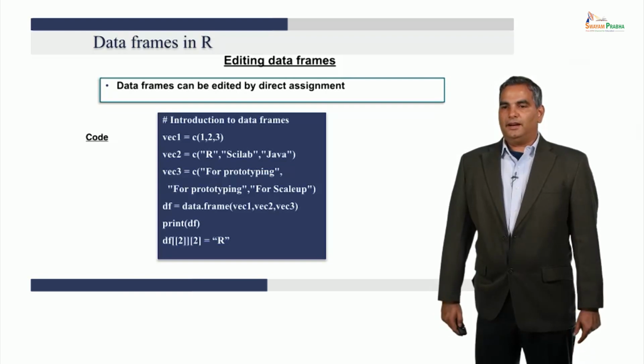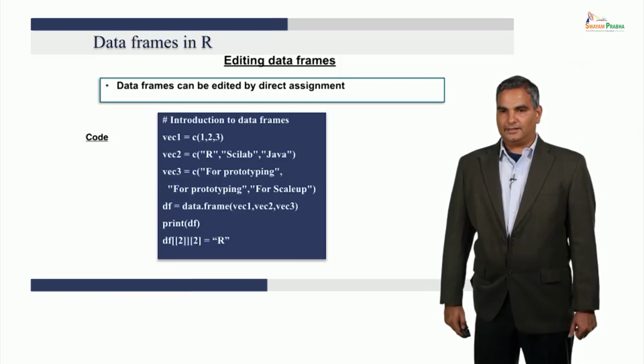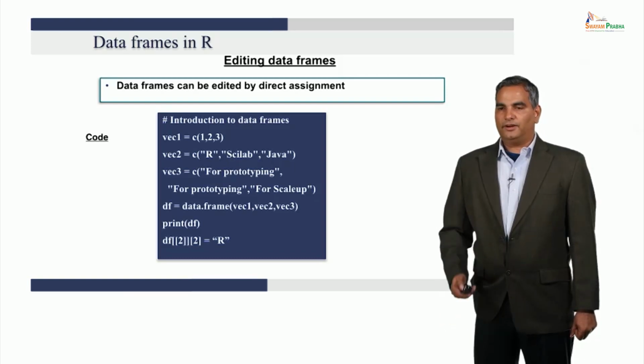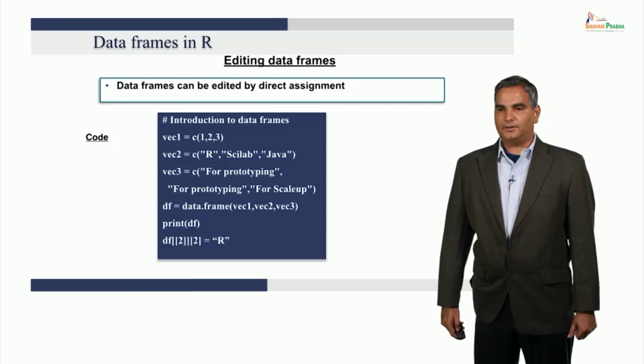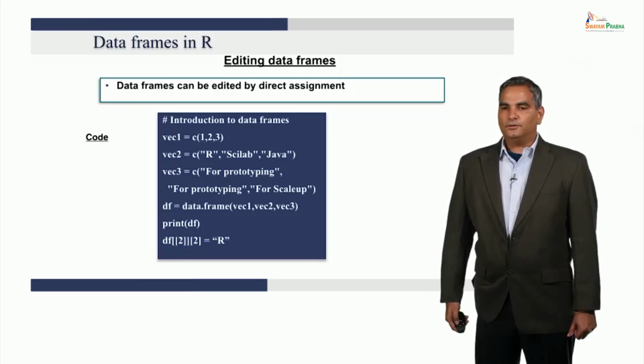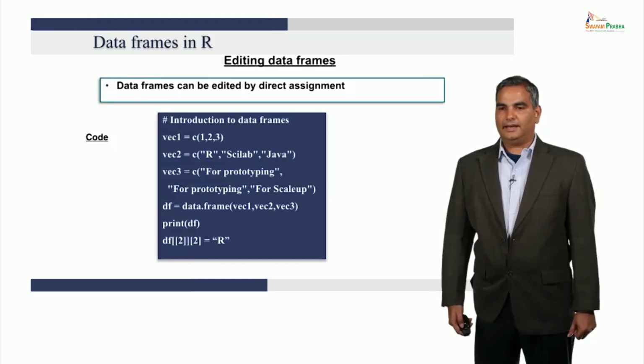Data frames can be edited by direct assignment. For example, if you look at this data frame, vector 2, which is the second object in the data frame, has 3 elements. The first element is a string R, the second element is a string Scilab, and the third element is a string Java. For example, if you wanted to convert the Scilab to R, all you need to do is simply assign the second element of the second object as R.